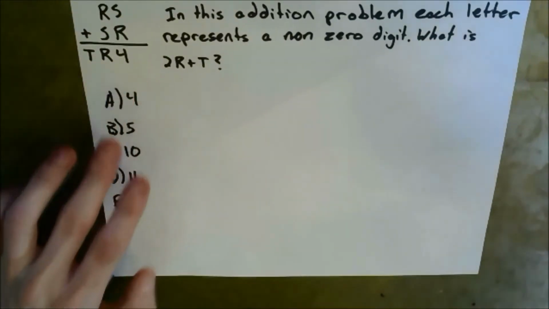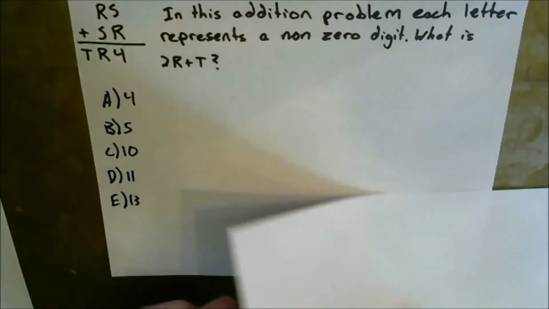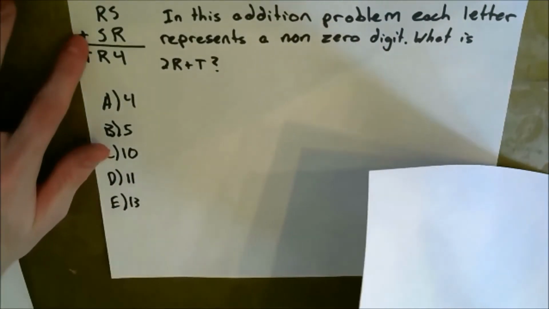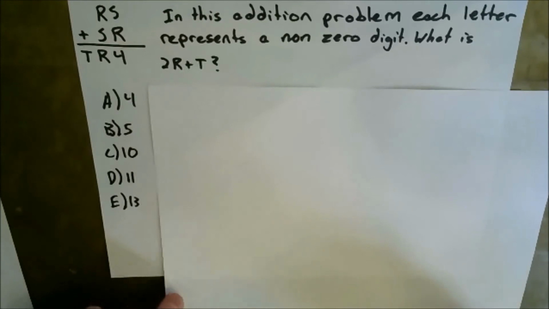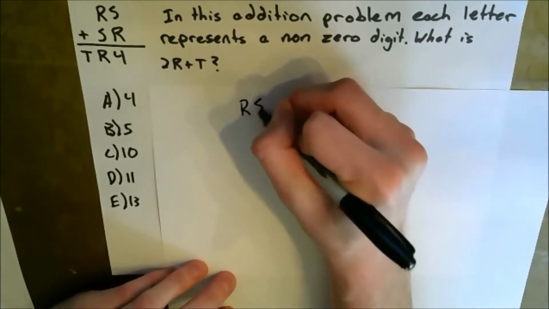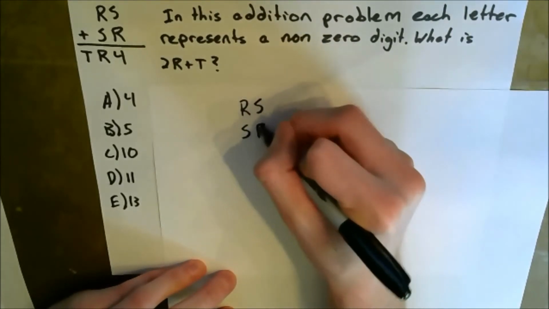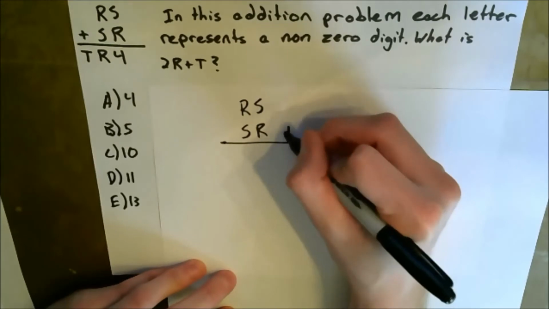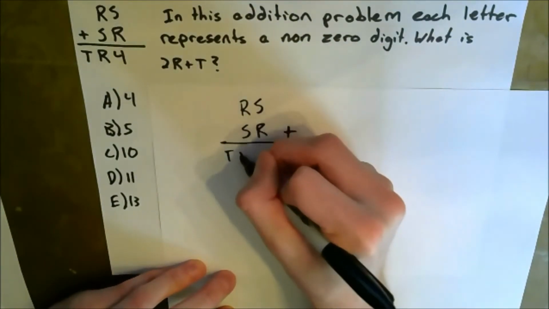All right. Last question, the supposedly hardest one, but I'll show you how to do it, and you'll go, oh, that's not that hard. In this addition problem, each letter represents a non-zero digit. What is 2r plus t? So you need to recall how this form of addition is carried out. I know you probably haven't done it in forever.